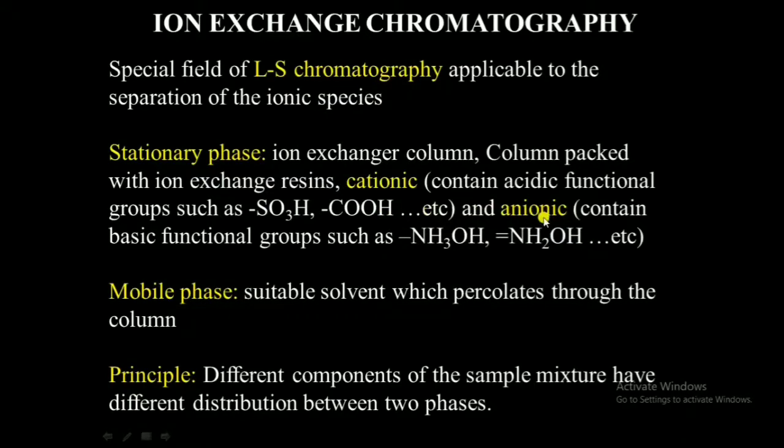The second type is the anionic ion exchange resin, and these resins contain functional groups such as NH3OH, NH2OH. So when we use anionic ion exchange resins, the OH- group is exchanging with the anions present in our mixture. So that is the stationary phase. It could be a cationic ion exchanger or an anionic ion exchanger. The mobile phase is a suitable solvent which percolates through the column.